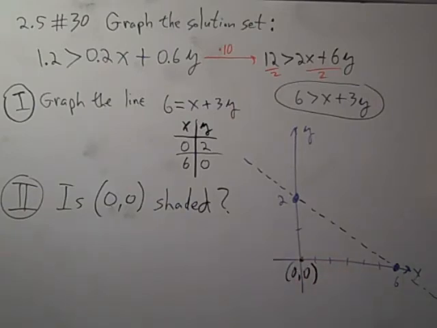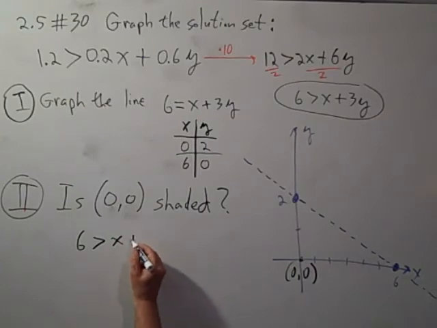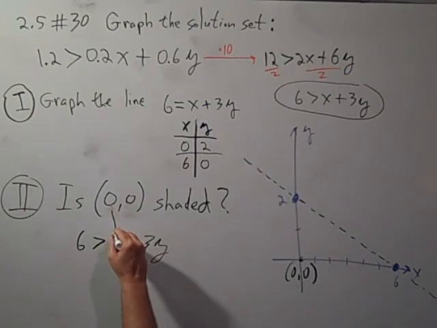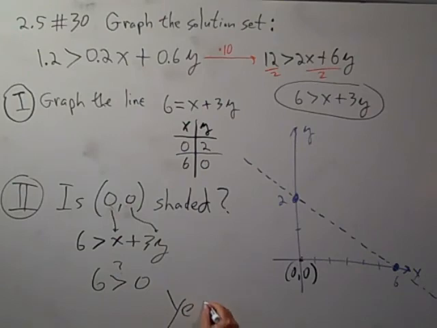And we answer that question by writing the inequality. Our improved version of it is easier to use. So is 6 greater than x plus 3y when x is 0 and y is 0? Plugging in zeros for x and y, we end up with 6 is bigger than 0. Is 6 bigger than 0? Yes. Last time I checked it was.